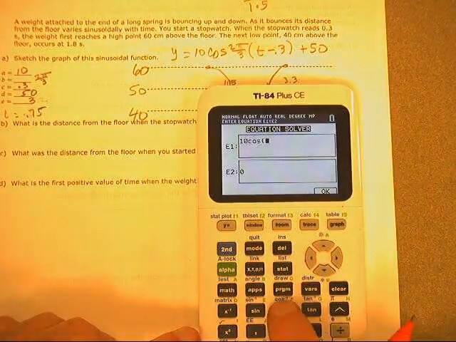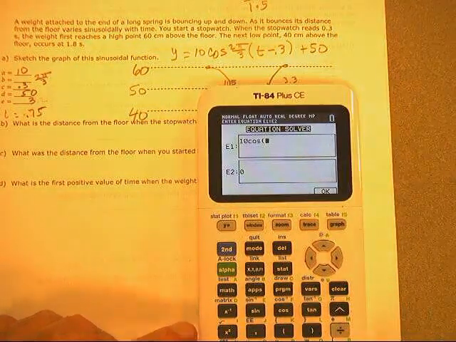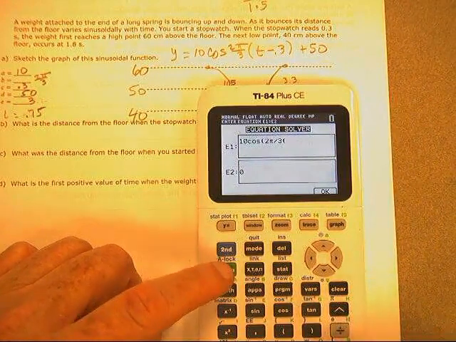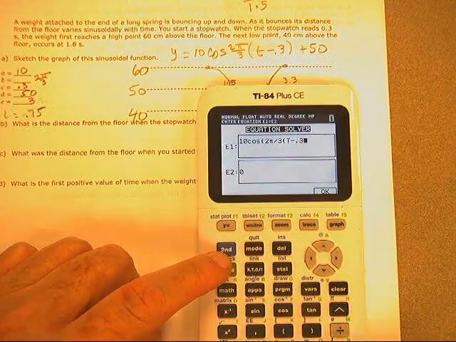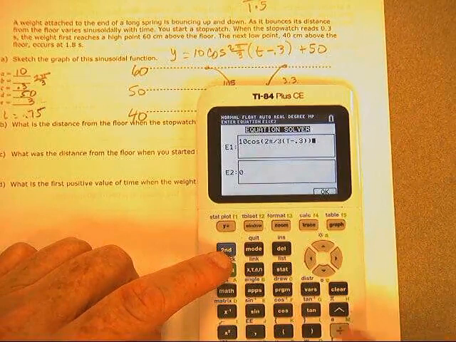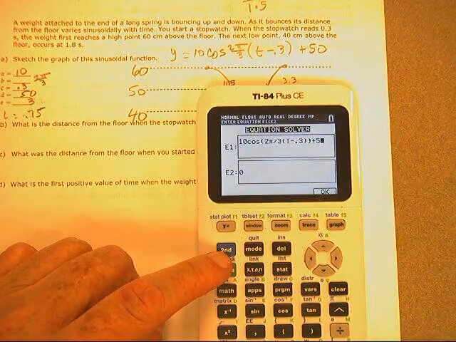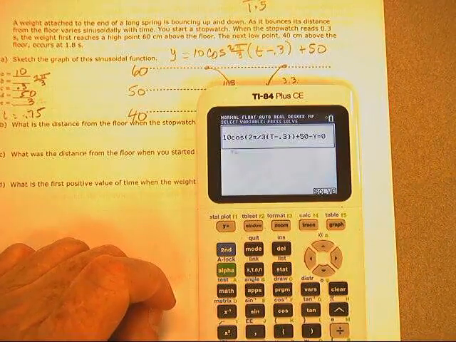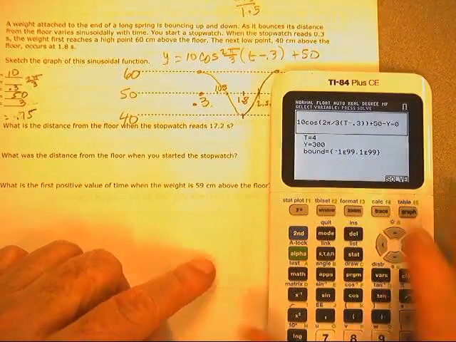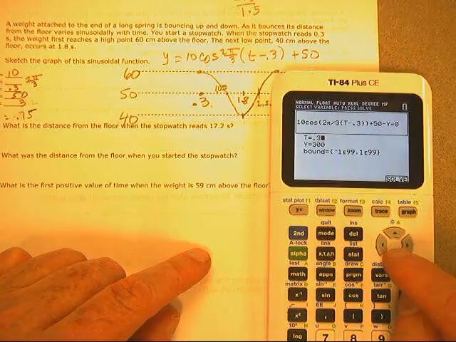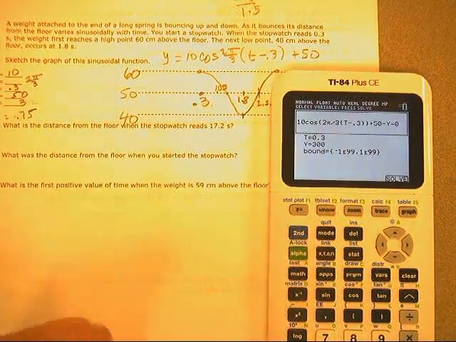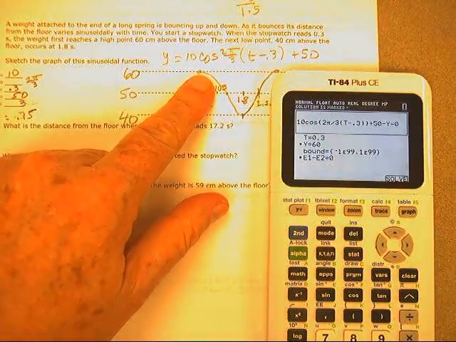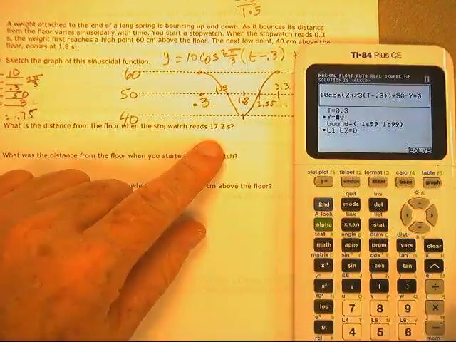Let's do 10 cosine 2 pi divided by 3 t minus 0.3, close it, plus 50 minus y. And then let's test it. Let's put 0.3 in there and see if I'm at 50. No, excuse me, at 0.3 I'm at 60. So it's going to check.